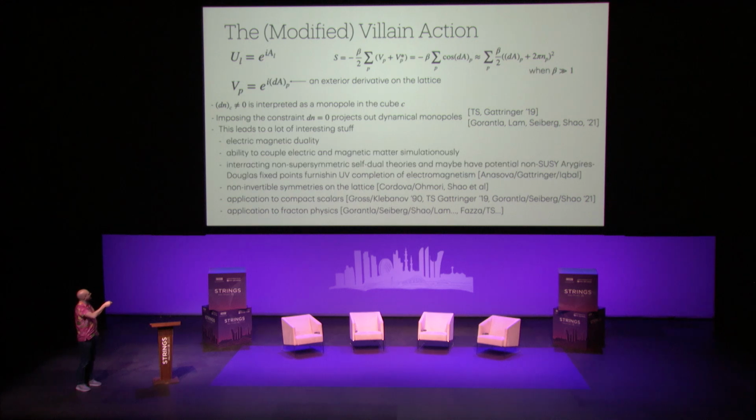And when you take beta to be very large, then you can just keep the quadratic term here. And when you keep the quadratic term, you have to also tag it with some minima of the cosine, which are some integer valued things. And this is known as the Villain model.